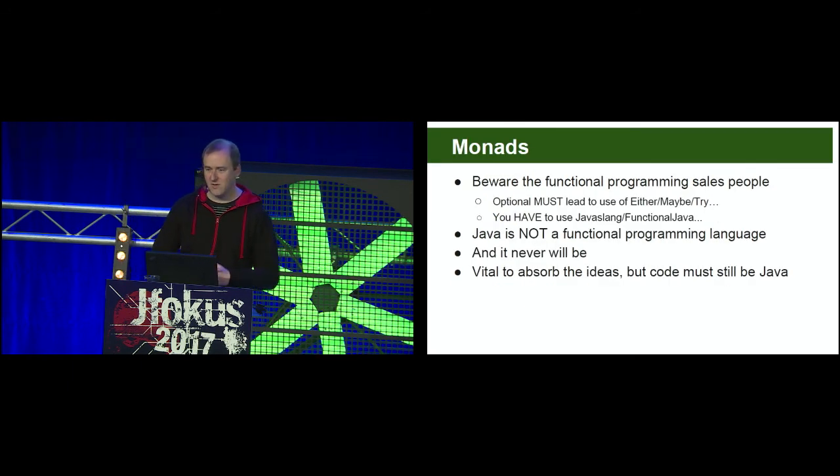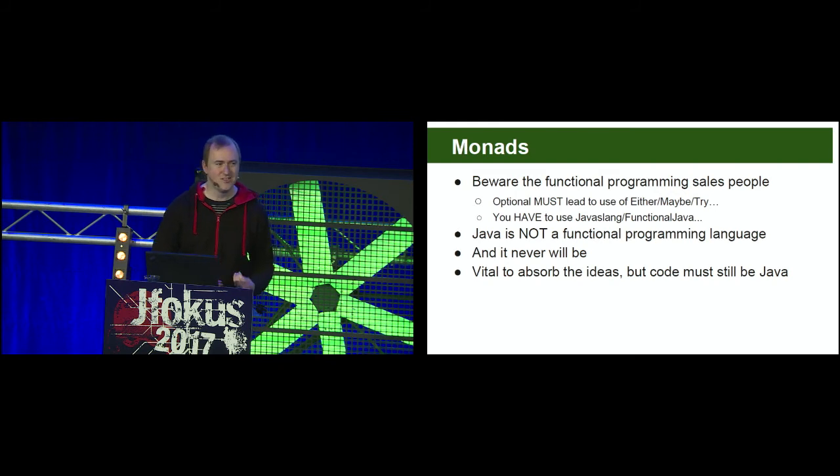Now, if you go to other talks, you'll hear words like monads, and you'll hear lots of sales pitches from functional programming, from other programming languages that also run on the JVM, beginning with S, where you'll hear that you must use other things like Either or Maybe or Try, that you must use extra libraries like Javaslang or Functional Java, and you must go really deep down this functional programming rabbit hole because it's the greatest thing ever. You should hear alarm bells in your head. Okay? You need to think about whether that advice is really right for Java.